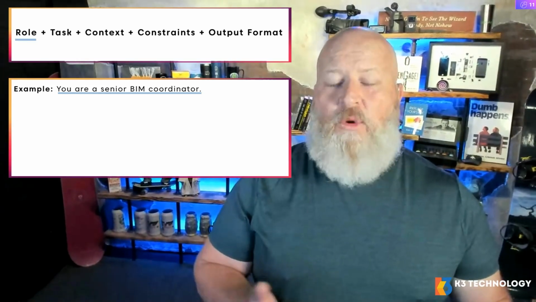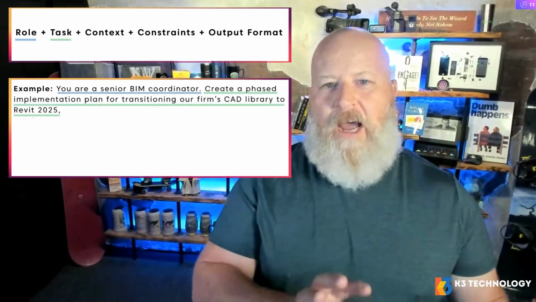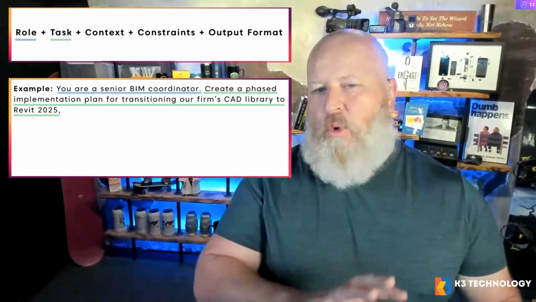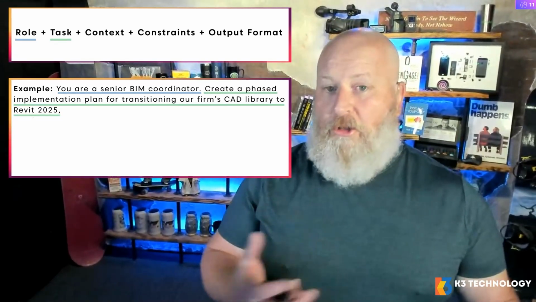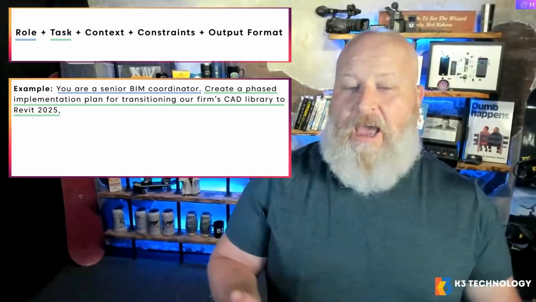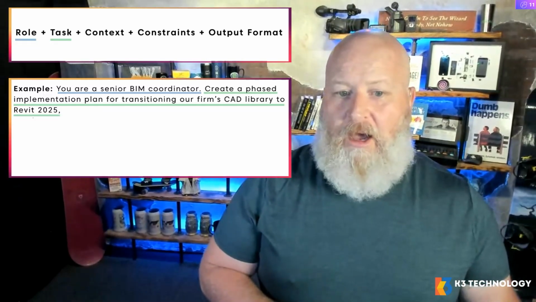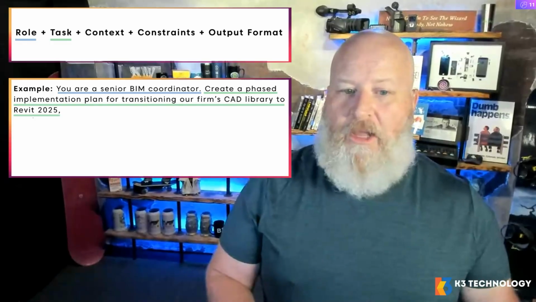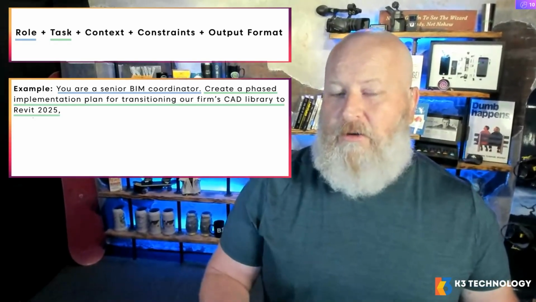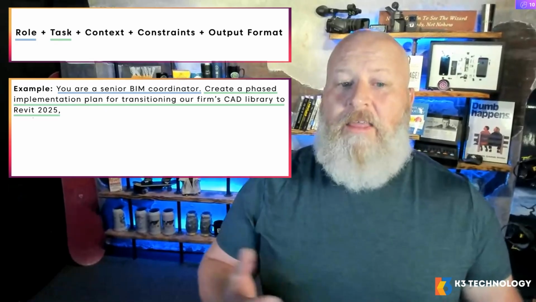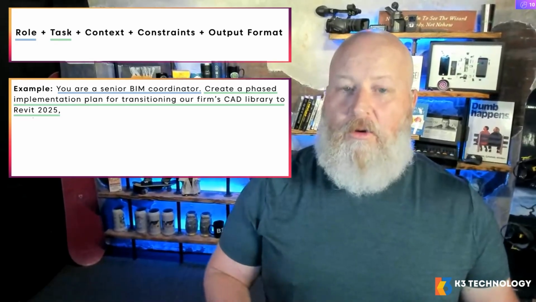Now, give it a task. What exactly do you want it to do? And we're going to dial this in, by the way. This is 101 level prompting, like just kind of understanding what you're looking for when you prompt any AI that's out there, right? Create a phased implementation plan for transitioning our firm's CAD library to Revit 2025, going from 2D to Revit 2025. That's the task that we want it to do.